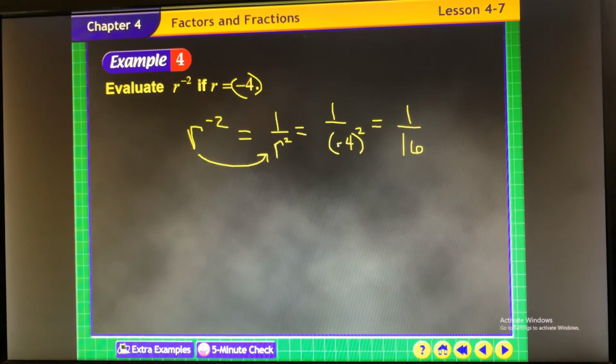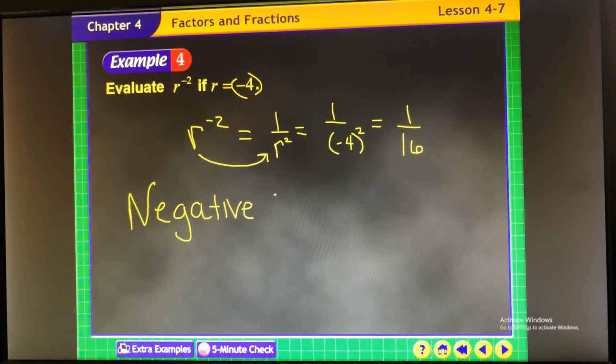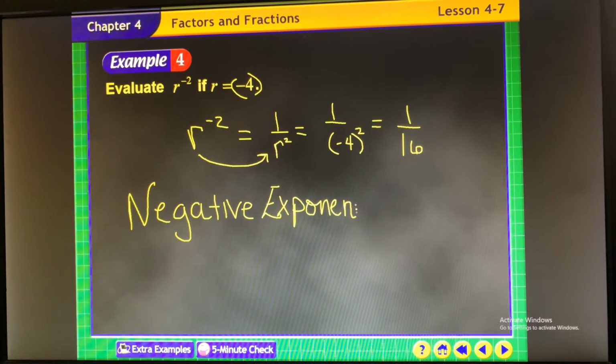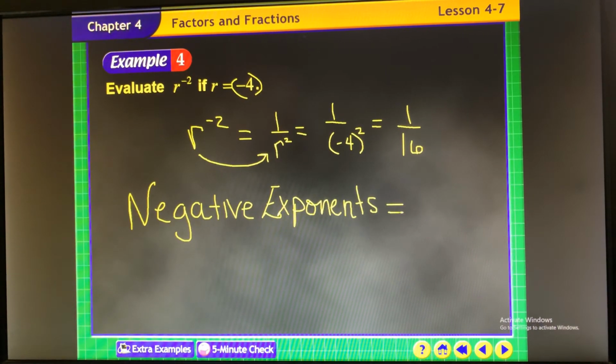Remember, negative exponents don't make negative numbers. They make fractions, okay? So you have to remember that. Negative exponents equal fractions.